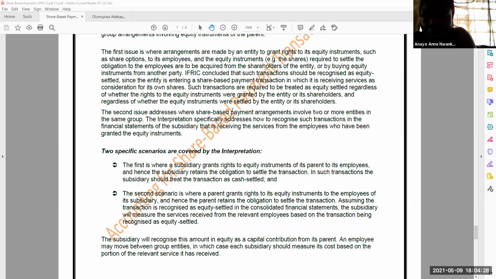The second issue addresses where share-based payment arrangements involve two or more entities in the same group. The interpretation specifically addresses how to recognize such transactions in the financial statements of the subsidiary that is receiving the services from the employees who have been granted the equity instrument.